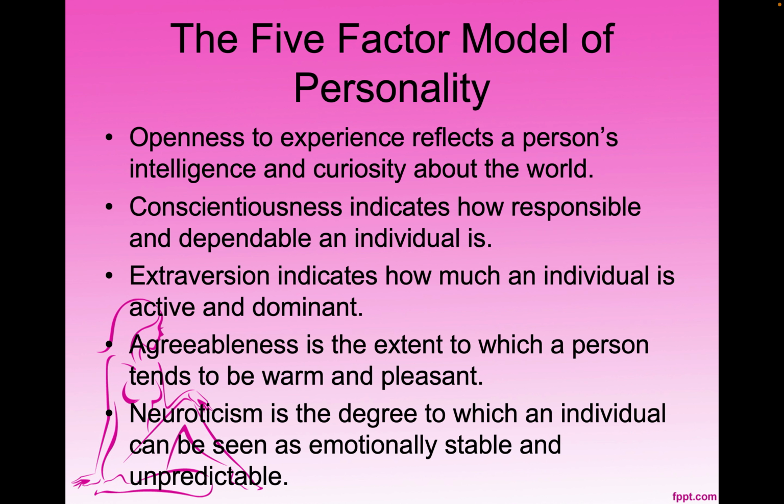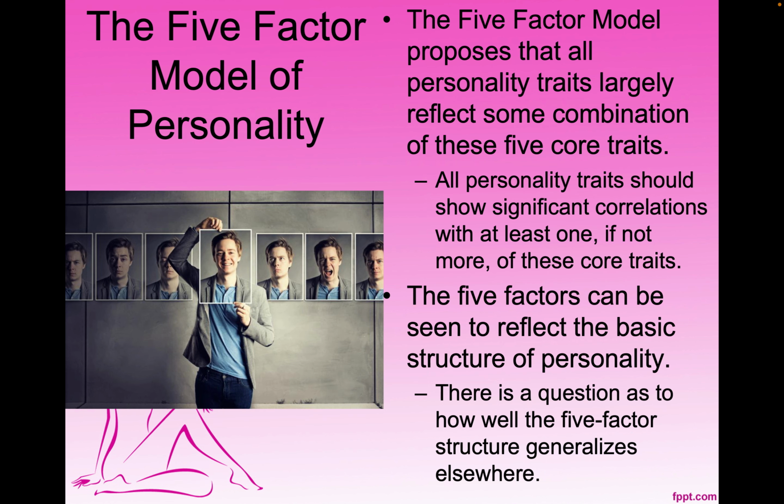Openness to experience reflects a person's intelligence and curiosity about the world. Conscientiousness indicates how responsible and dependable an individual is. Extroversion indicates how much an individual is active and dominant. Agreeableness is the extent to which a person tends to be warm and pleasant. Neuroticism is the degree to which an individual can be seen as emotionally stable and unpredictable. So these are the 5 factors that they felt that Air Force officers needed.